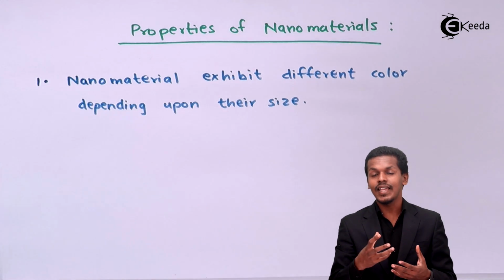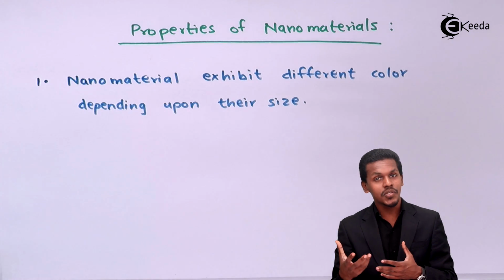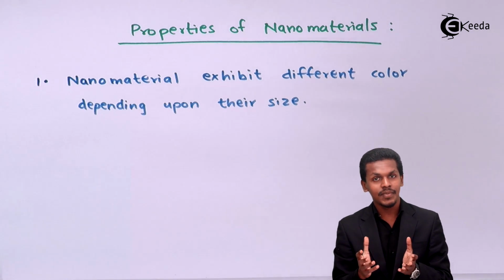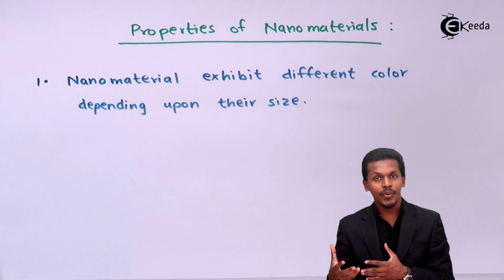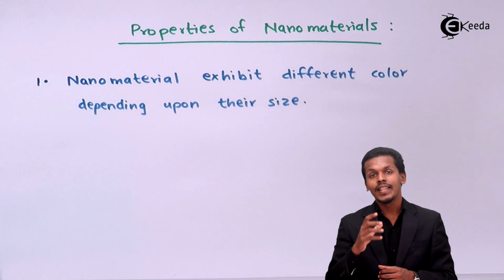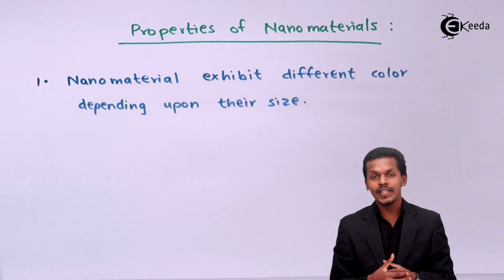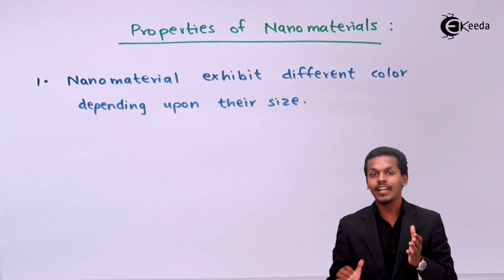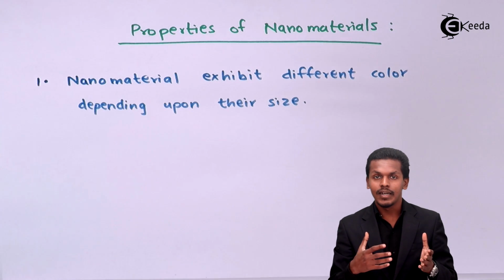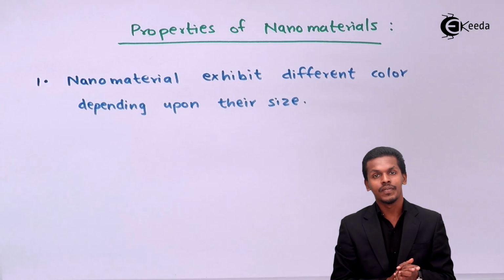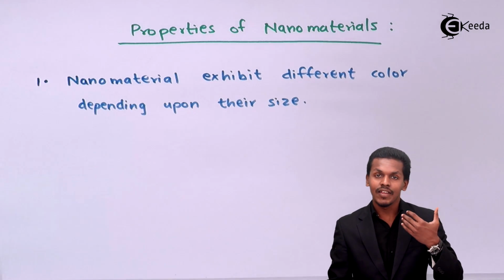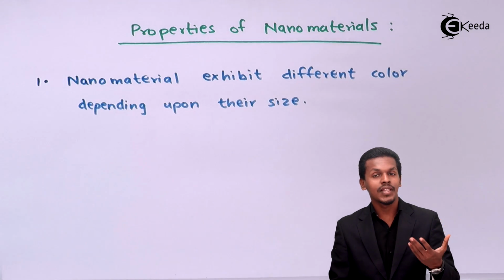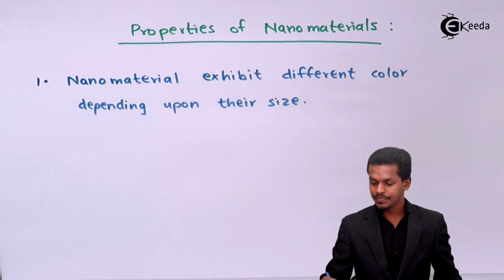Yes, so this is the size. Because of the size, the color also changes, and that is all dependent on the size. And we are going to talk about this in the next point also, because there are various materials of different ranges, and the different size ranges of the nanomaterial can give different colors. So let me talk about the next one.